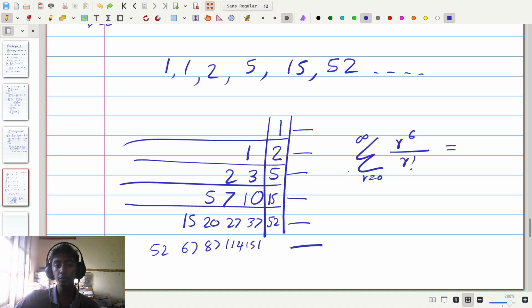151 and 52 is going to be 203. So 203 is going to be the coefficient of r to the power of 6 divided by r factorial, sum from r equals 0 up to infinity. So here we have 203 times e, and that's going to be our answer.